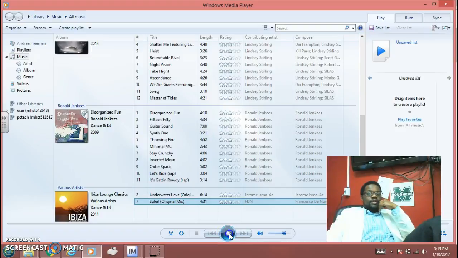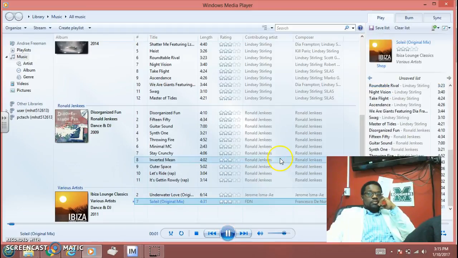Let's try an experiment. See if you can pay attention to these notes while this song is playing. Let's just try it. See how it works.